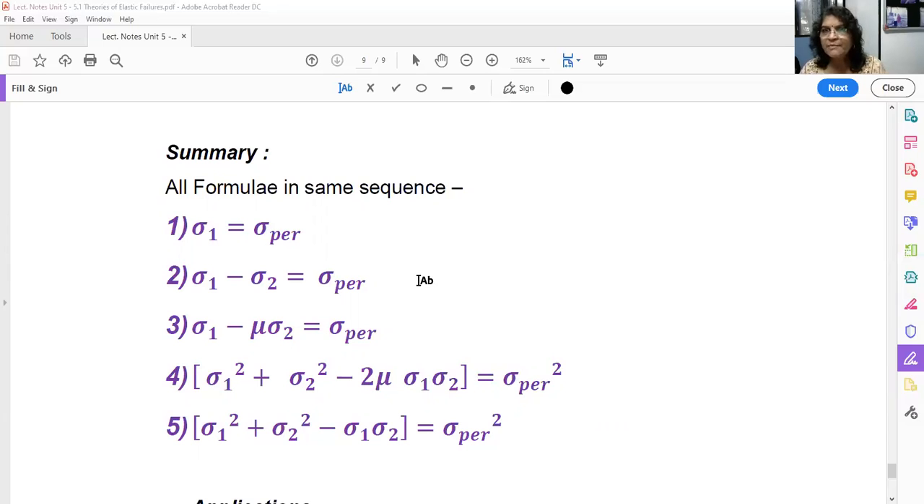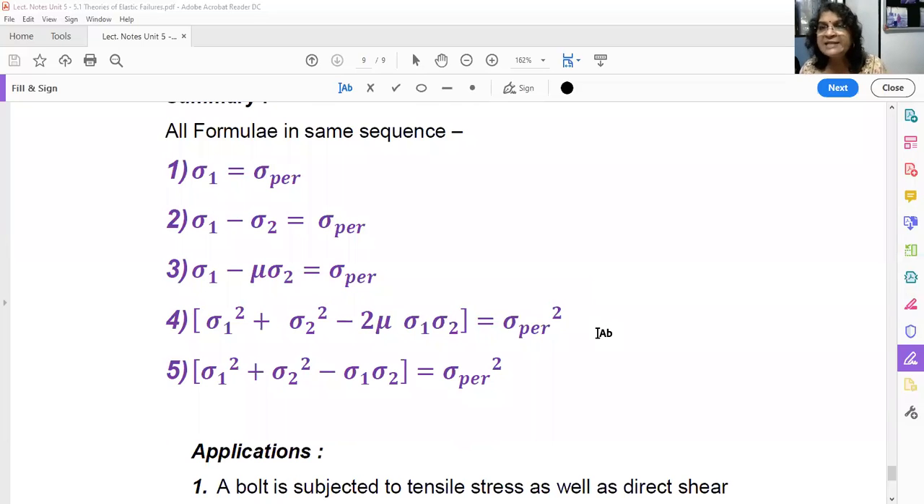What is the second theory? Maximum shear stress theory. So in that theory, what is the equation? Sigma 1 minus sigma 2 is equal to sigma permissible. What is the third theory? It is maximum principal strain theory, which is based on strain. So what is the statement? Sigma 1 minus mu sigma 2 is equal to sigma permissible. What is the fourth theory? It is based on strain energy, that is maximum principal strain energy. So the statement is sigma 1 square plus sigma 2 square minus 2 mu sigma 1 sigma 2 is equal to sigma permissible square. Okay.